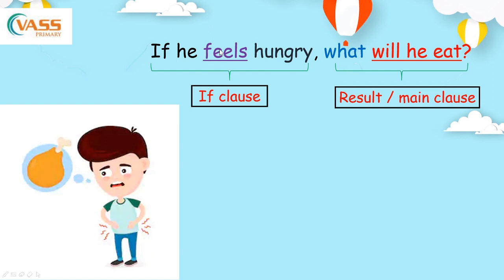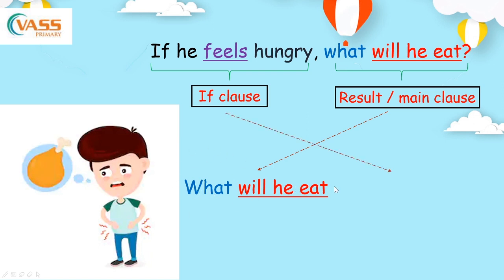Remember the tenses. In the if clause, we have present tense. The result clause, or main clause, we have will, so it's future. Will he eat? Or we can have the main clause at the beginning, and we begin with the question word. In this case, the question word is what? What will he eat if he feels hungry?